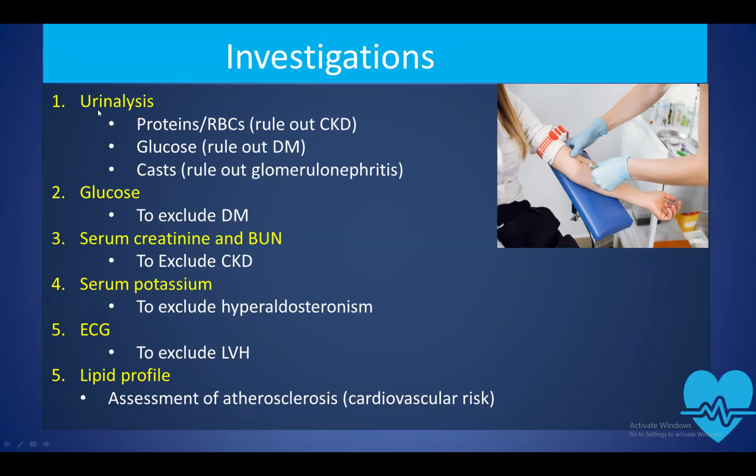In urinalysis, you will check proteins and RBCs to rule out CKD. CKD can cause hypertension and hypertension can cause CKD. You will check glucose to rule out diabetes, because if a hypertensive patient is also diabetic, it increases cardiovascular risk. You will also look for causes to rule out glomerulonephritis, which can cause hypertension.